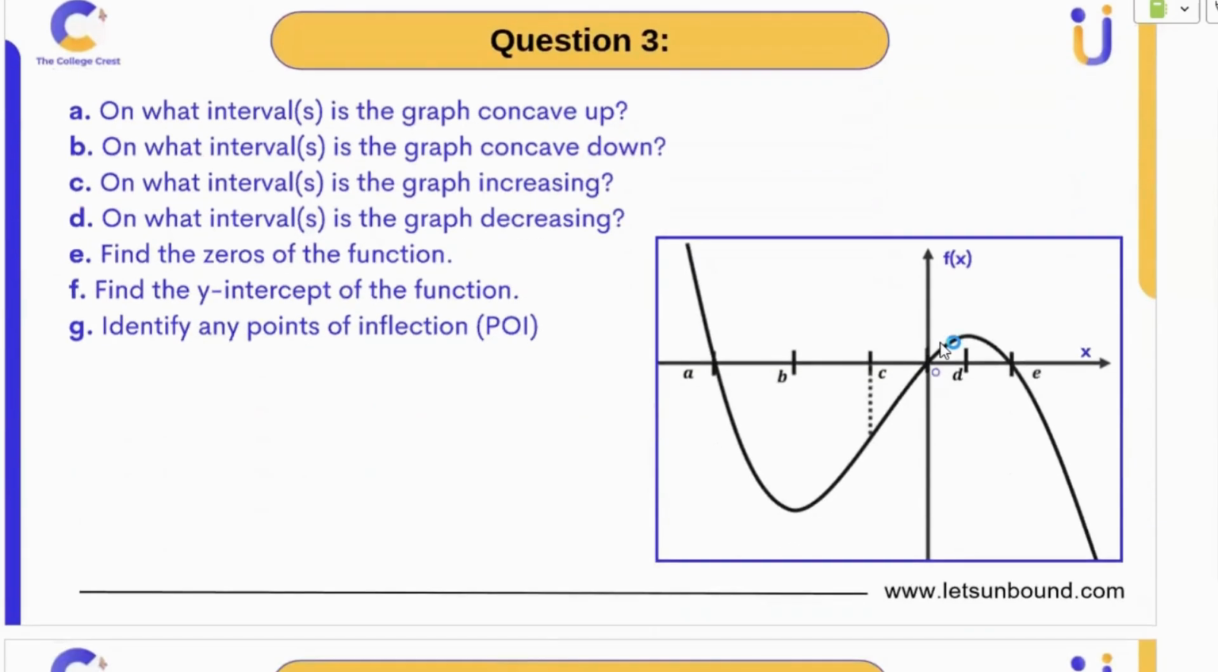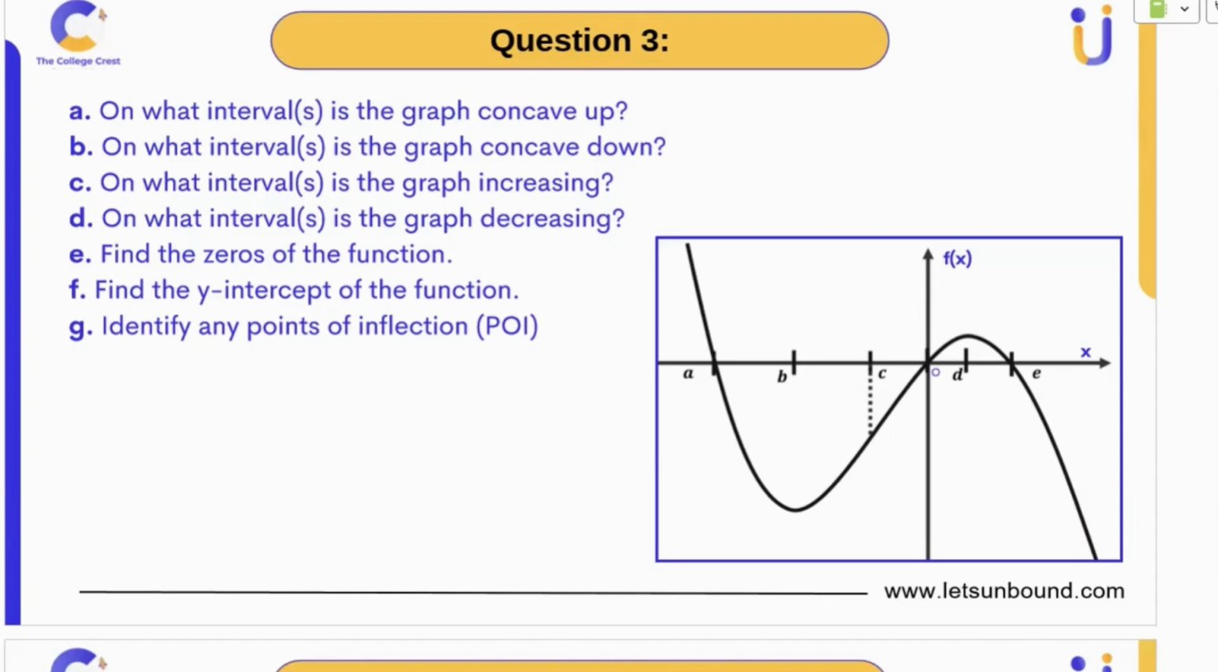Now we are moving into Q3, analyzing graph, very important from your exam point of view. A graph is given to us. On what intervals is the graph concave up? On what intervals is the graph concave down? On what intervals is it increasing, decreasing? Find zeros, y-intercept, identify any points of inflection.